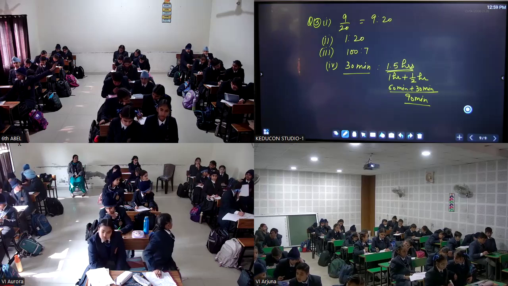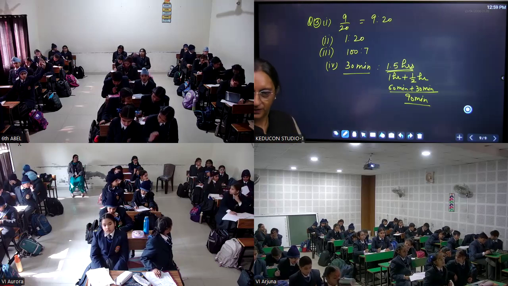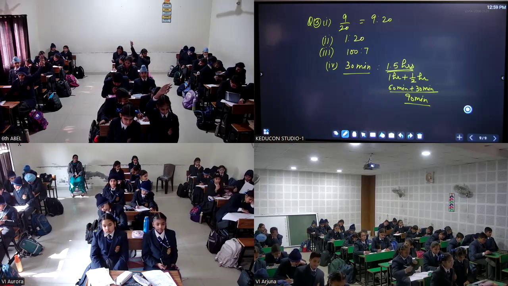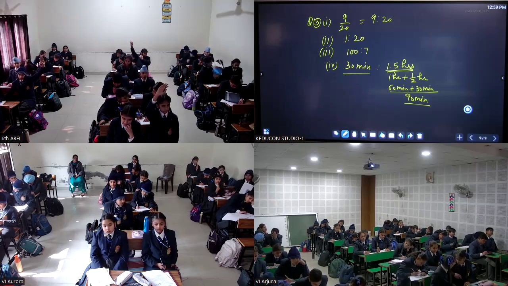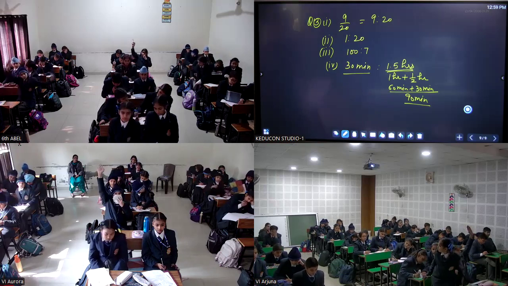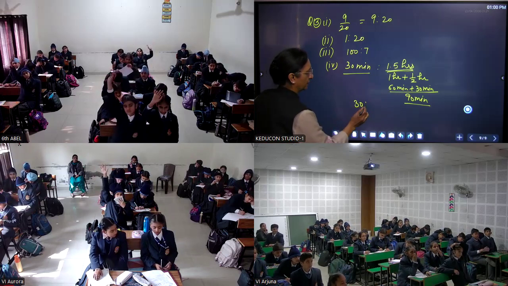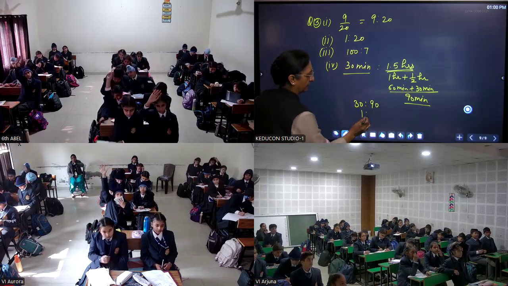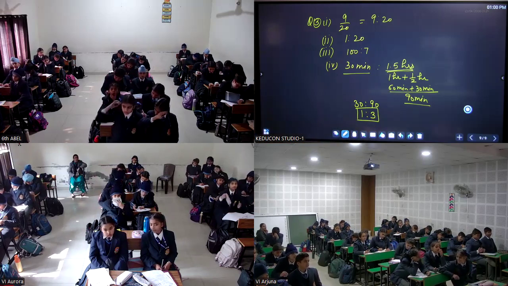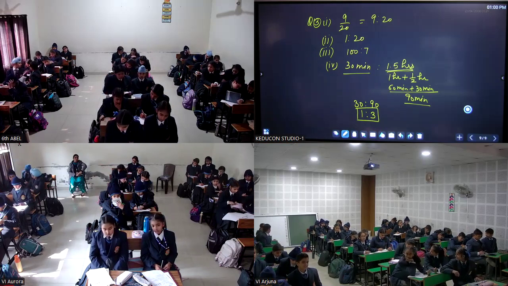So please take it, what is coming now? Okay, what is coming, beta? Thirty ratio 90. 1:3. Such questions, don't do in a hurry.